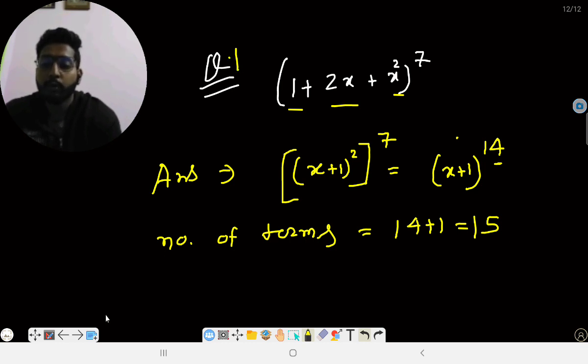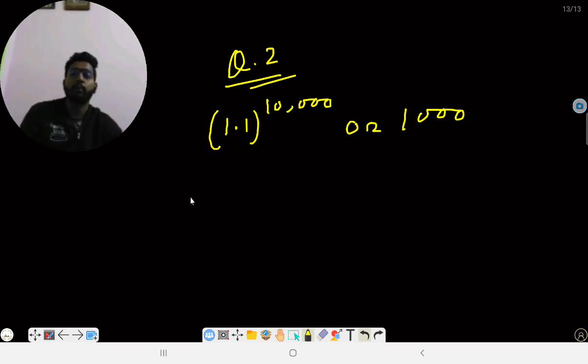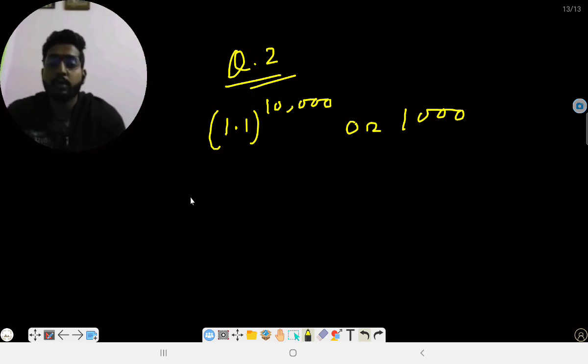Now we will move to question number 2. Next question, question number 2. This is also a very important one. Suppose it is given 1.1 whole to the power 10,000, it is given 10,000 or 1000. Two numbers are given, one number is 1.1 to the power 10,000 or 1000.